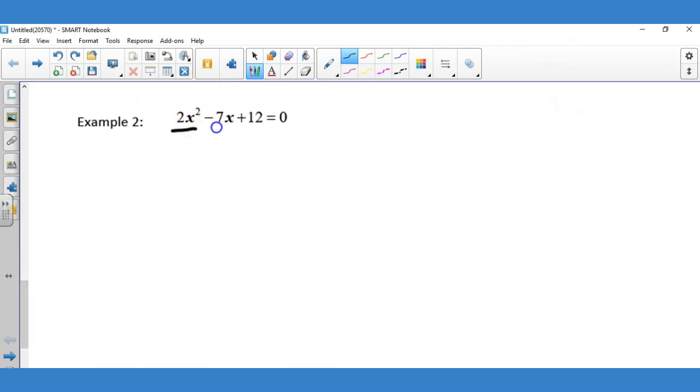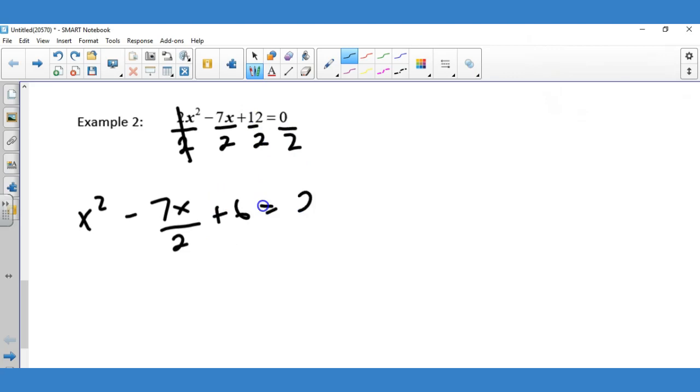So how we do that is we're going to first start by dividing everything by this leading coefficient, which is 2. We're going to divide out 2. And why 2? Because it's the leading coefficient. So that way I get rid of that. It's x squared. Right here negative 7 over 2 doesn't divide evenly, so it's just negative 7x over 2. Right here 12 divided by 2 is 6, and 0 divided by 2 is 0. So now this is x squared.